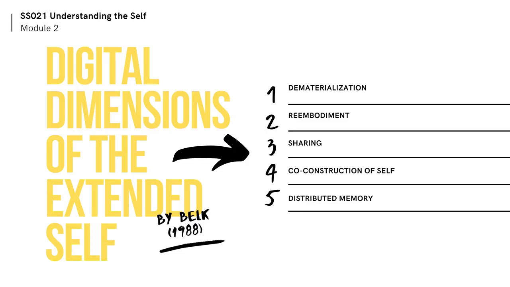So, Belk introduced five digital dimensions of the extended self. These are dematerialization, re-embodiment, sharing, co-construction of self, and distributed memory. Let's start with dematerialization. This means that our possessions before are now virtual, given that we can store media online or digitally, so we no longer have physical print copies or storage for our media.